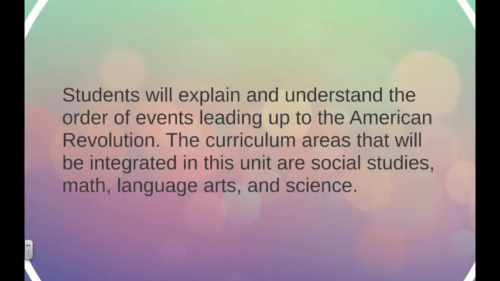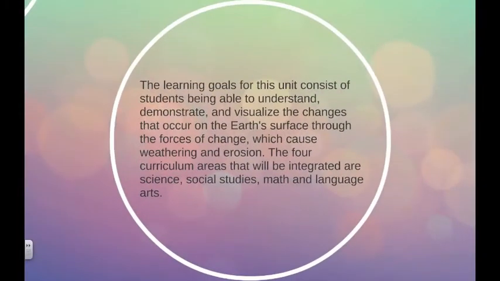Students will explain and understand the order of events leading up to the American Revolution. The curriculum areas that will be integrated in this unit are social studies, math, language arts, and science. The learning goals for this unit consist of students being able to understand, demonstrate, and visualize the changes that occur on the Earth's surface through the forces of change, which cause weathering and erosion. The 4 curriculum areas that will be integrated are science, social studies, math, and language arts.